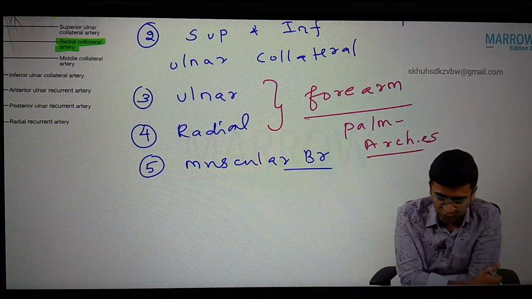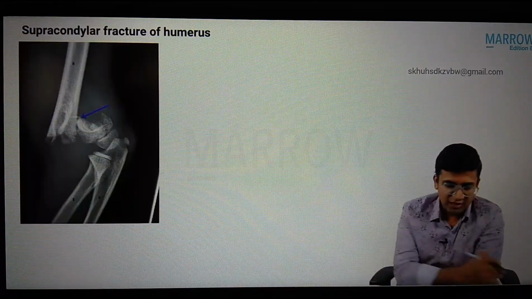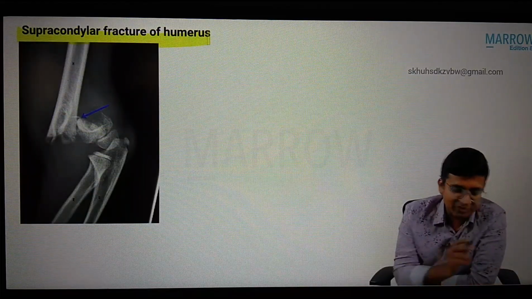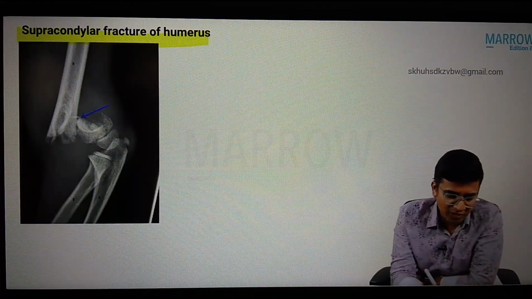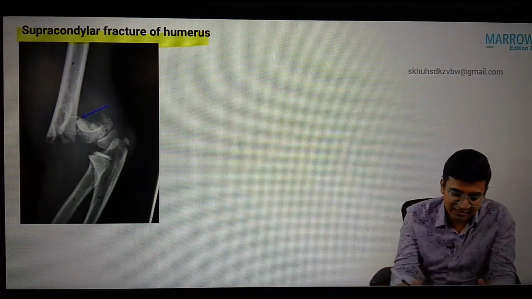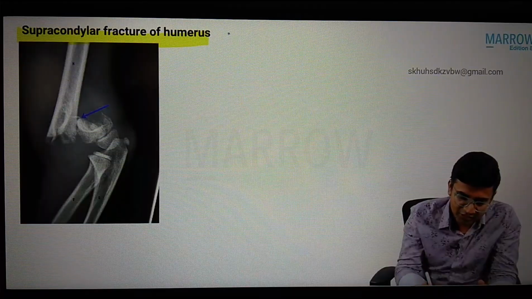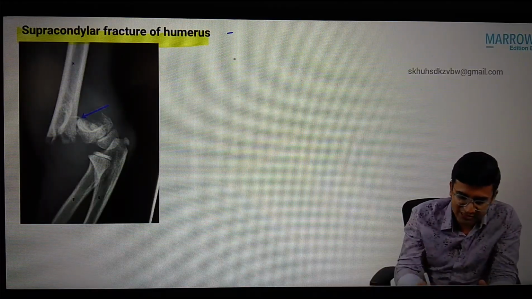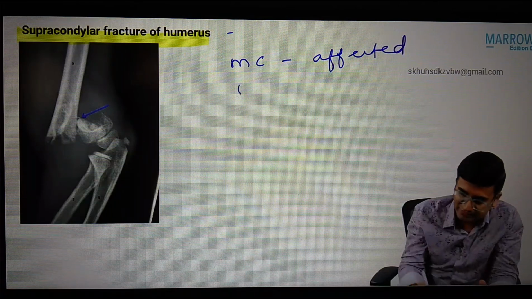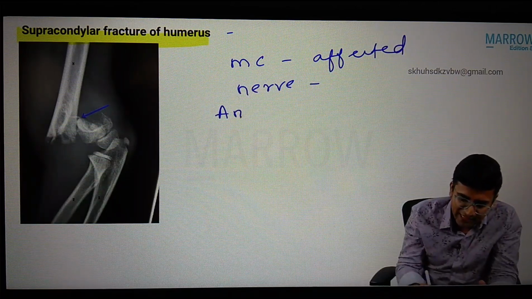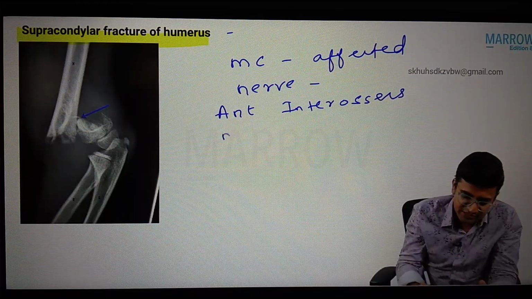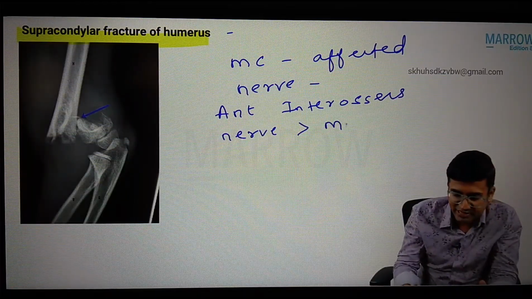Now we're going to discuss some applied aspects. The patient is having a fracture. What fracture? Supracondylar fracture of the humerus. In the case of supracondylar fracture of the humerus, the most commonly affected nerve is the anterior interosseous nerve, anterior interosseous nerve greater than median nerve.